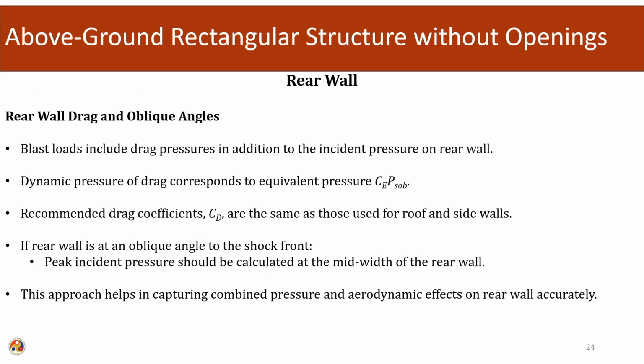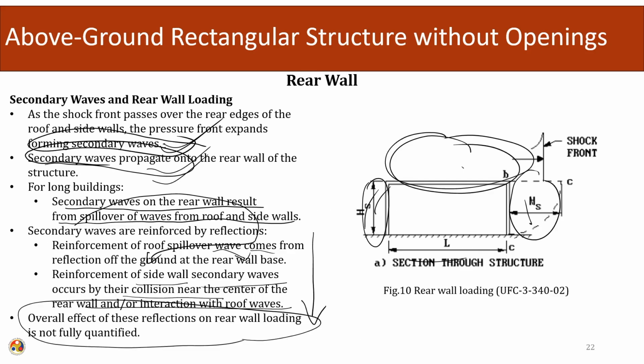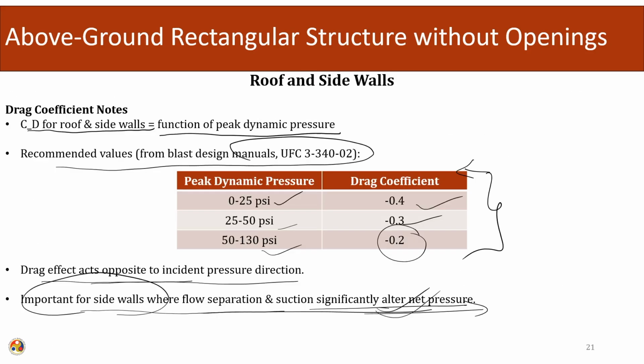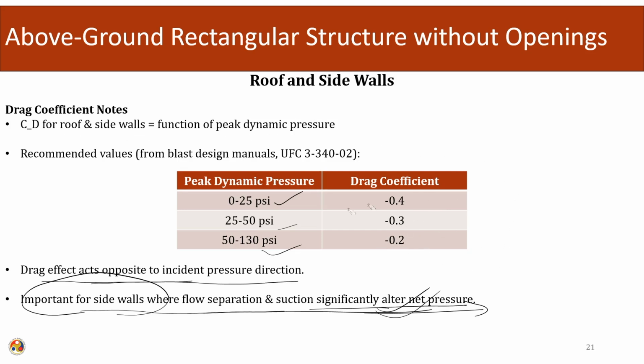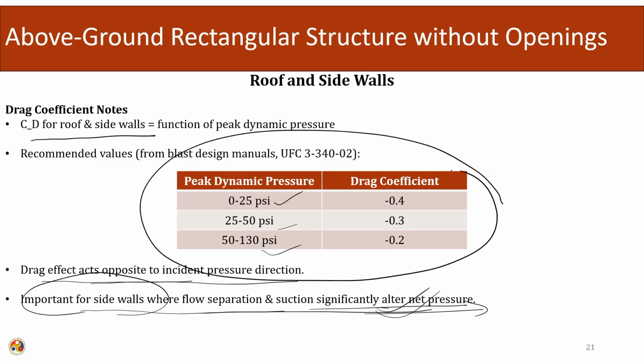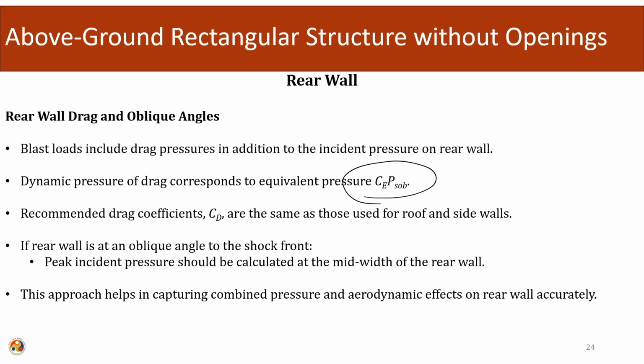The dynamic pressure of the drag corresponds to the equivalent pressure. Recommended drag coefficients CD are the same as those used for side and rear walls. So, whatever the treatment we saw for the roof and the side walls, the same factors, the same table can be used for the calculation of the pressure on the rear wall also. The same as used for the roof and the side wall.